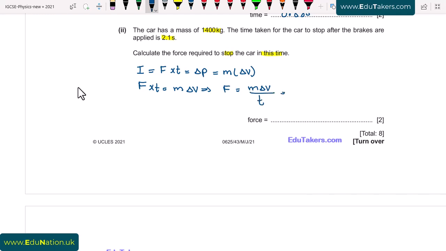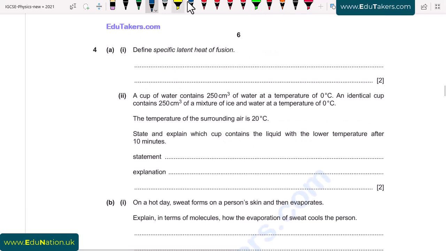Mass is given, that is 1400 kg, and change in velocity is 22 because final velocity is equal to 0. Divided by time, which is given as 2.1 seconds. So the force comes to be 15,000 Newton. I write here force is equal to 15,000 Newton.